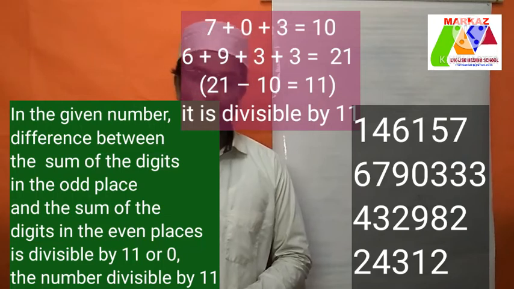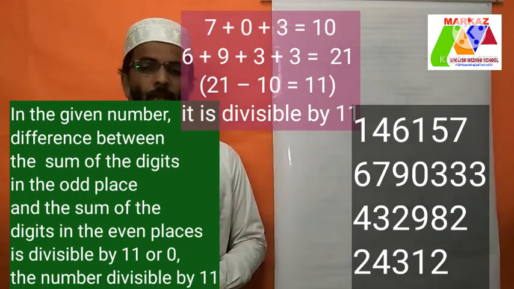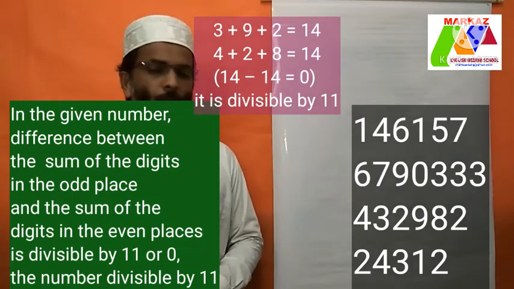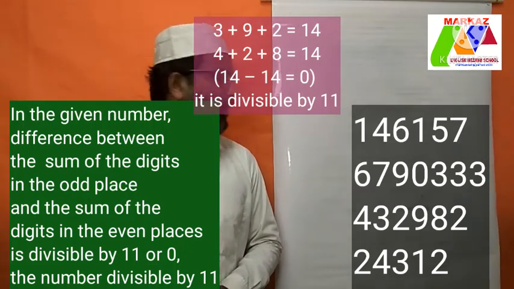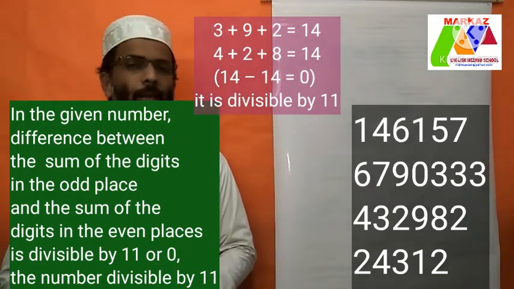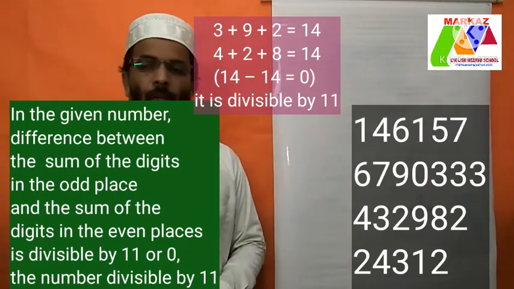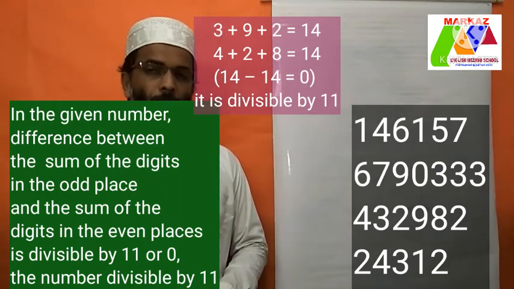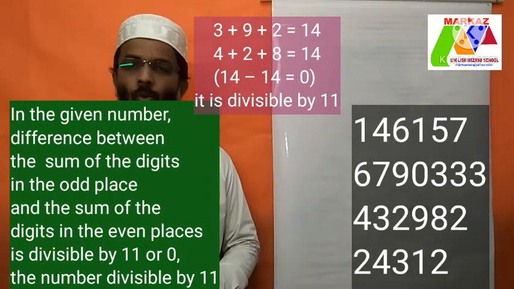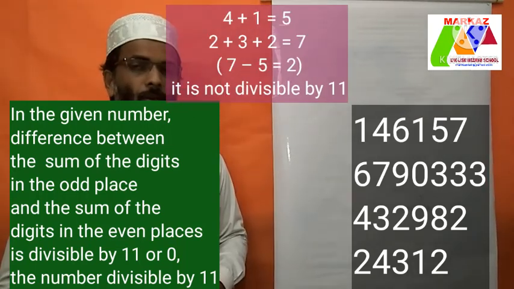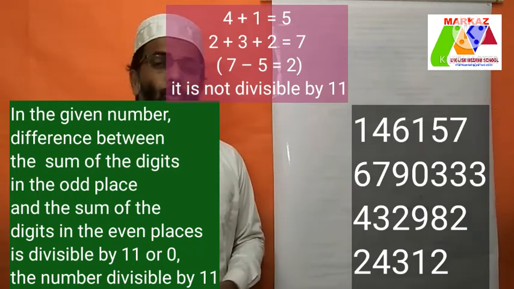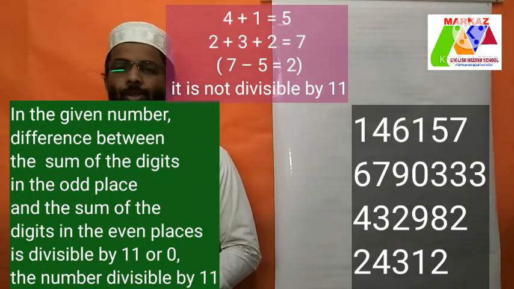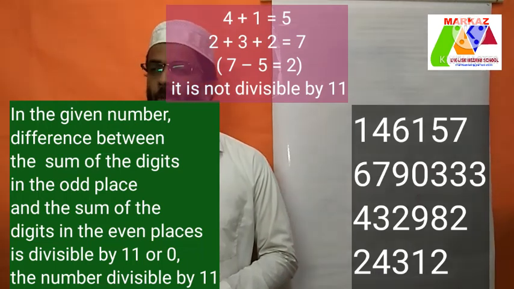Third one, even places: 3 plus 9 plus 2 is equal to 14. Odd places: 4 plus 2 plus 8 is equal to 14. 14 minus 14 is equal to 0. It is divisible by 11. Last one, even places: 4 plus 1 is equal to 5. Odd places: 2 plus 3 plus 2 is equal to 7. 7 minus 5 is equal to 2. It is not divisible by 11.